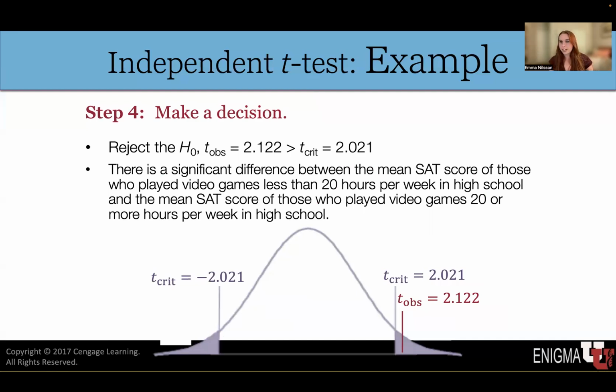So we're going to stop right here. And then in our next lecture, we're going to talk about how to report things like effect size and confidence interval for an independent t-test.